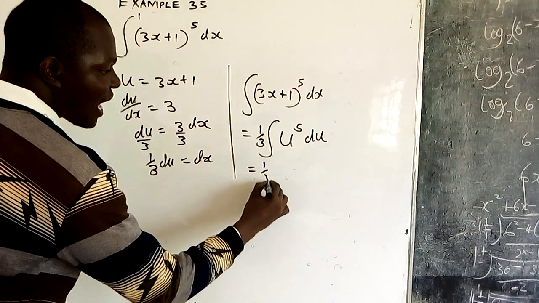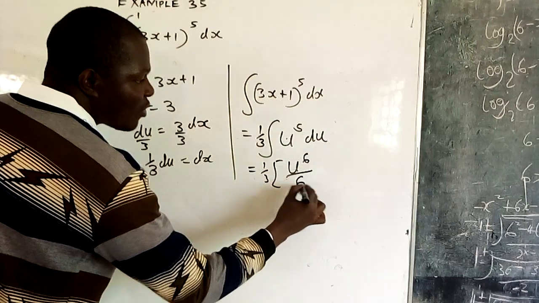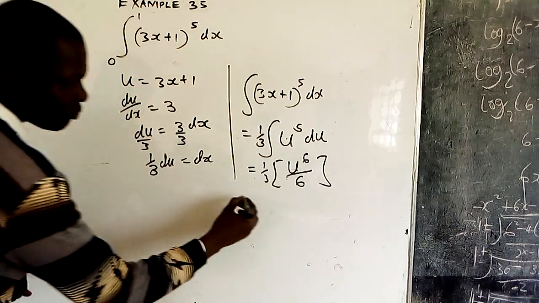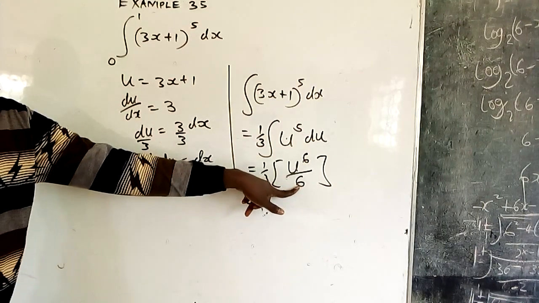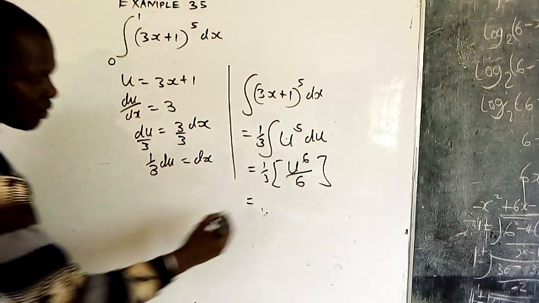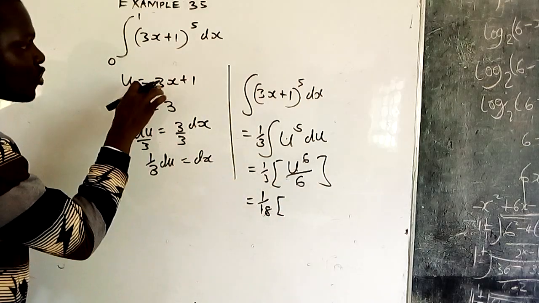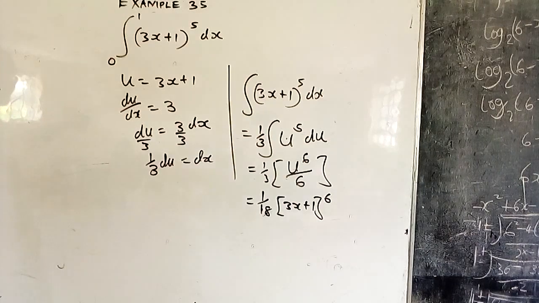So from there you have a third, then you integrate u raised to power 5, you simply add 1 to the power, then you divide by the resultant power, isn't it? That is how we do a polynomial integration, isn't it? Then you go back, what was your u? So here we have a third divided by 6, isn't it? A third divided by 6 is 1 over 18, then u raised to power 6. What was u? u was 3x plus 1, raised to power 6. Are we together? Is that okay?